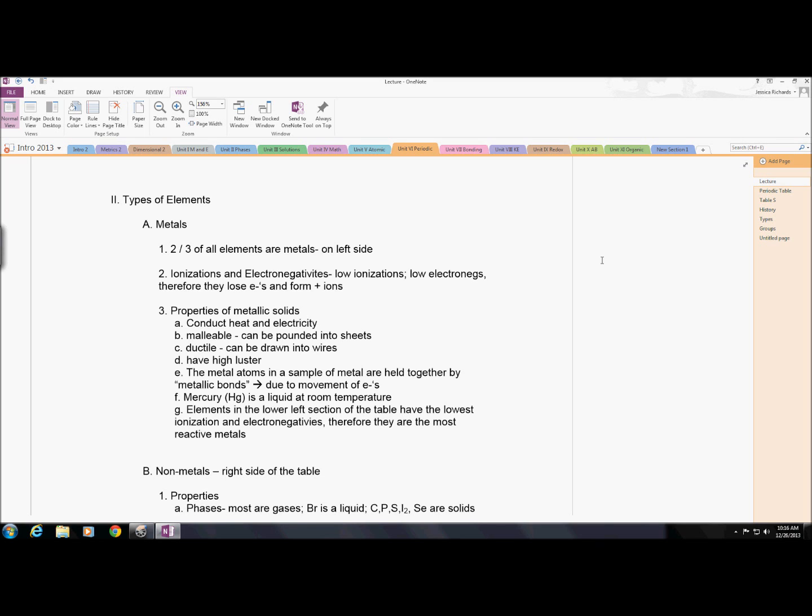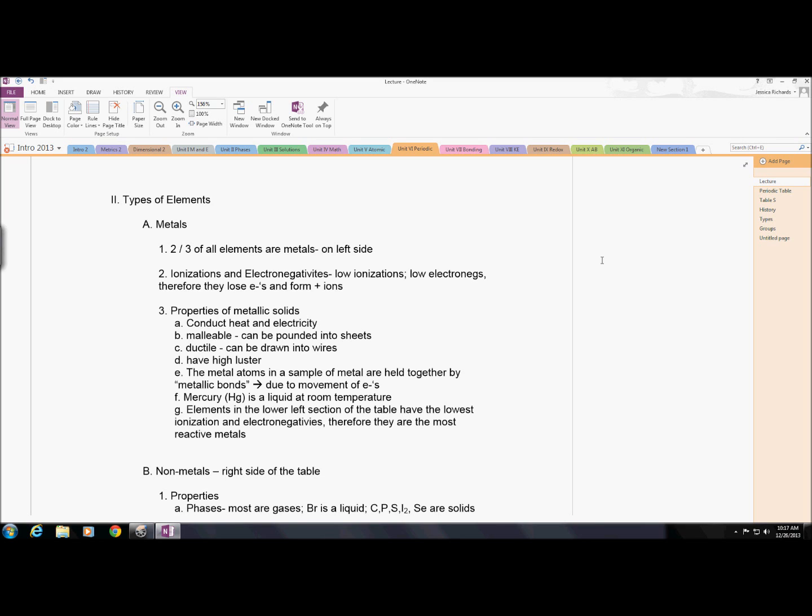Most of them are silver or gray. Most of them have a high amount of luster. Luster means how shiny they are. So metals conduct heat and electricity really well because of the movement of their electrons. They easily lose their electrons, which leaves behind kind of this positive nucleus, but then they gain electrons from the atoms right next to them. So constantly you have this flow and movement of electrons through your sample of metal.